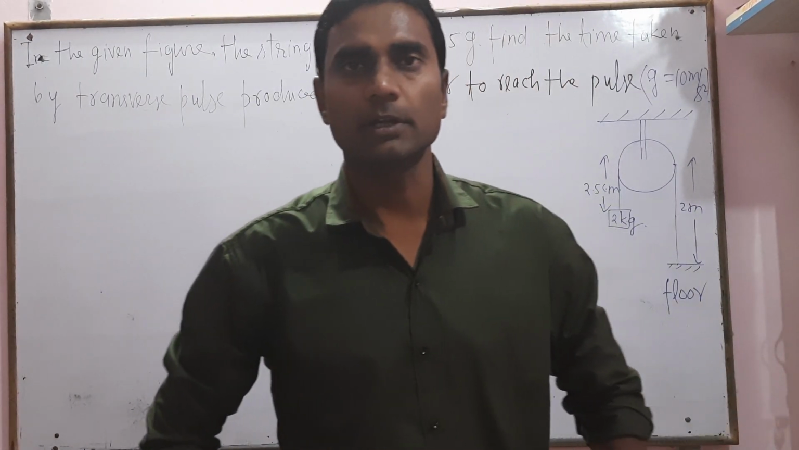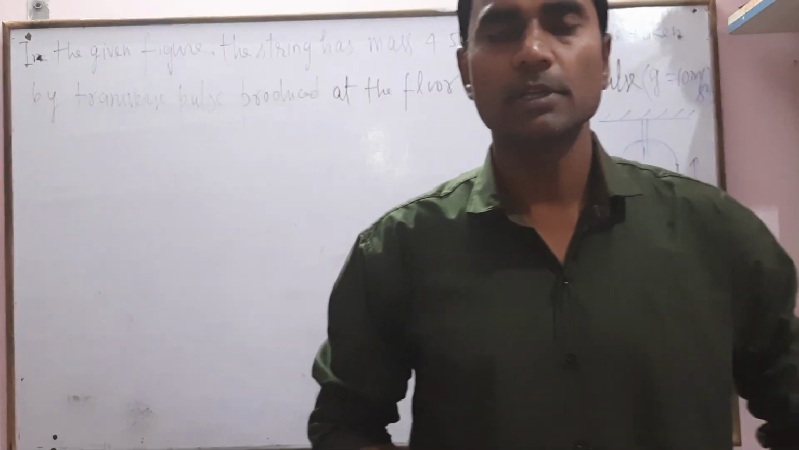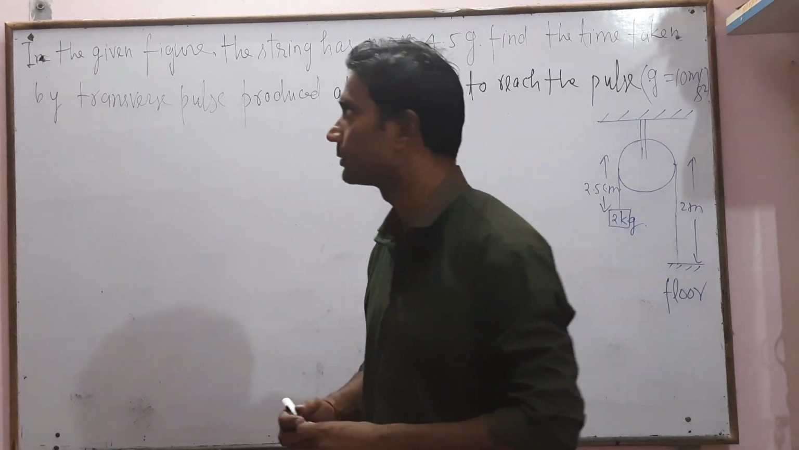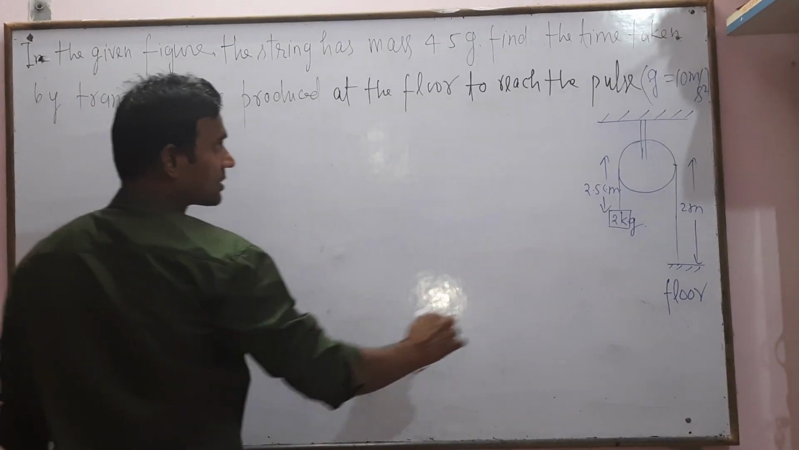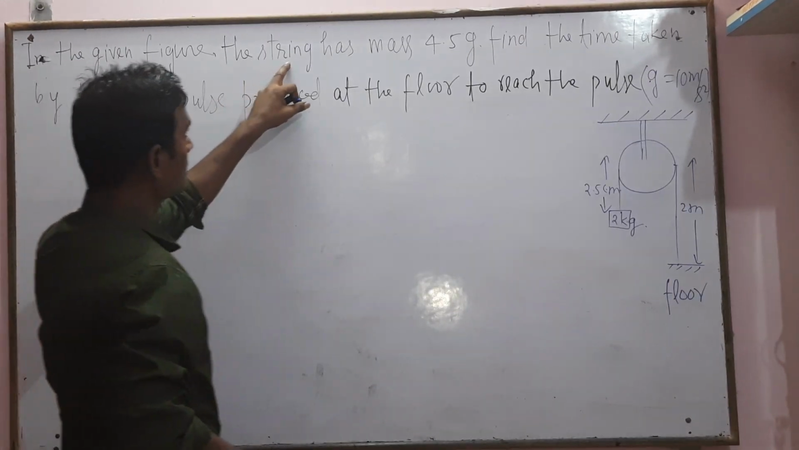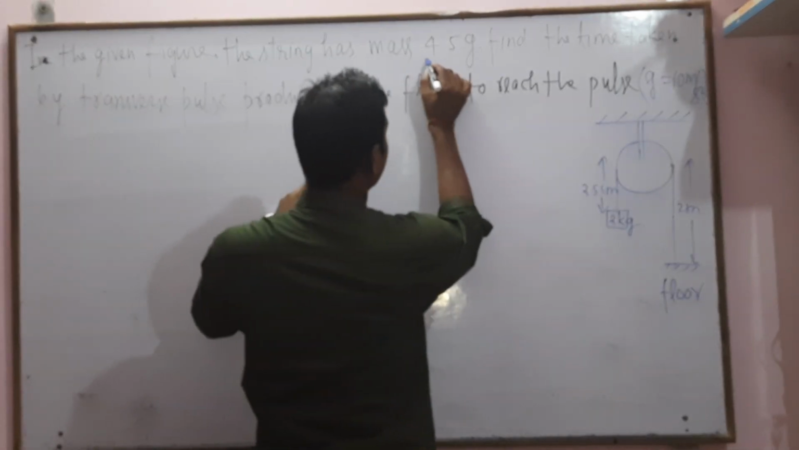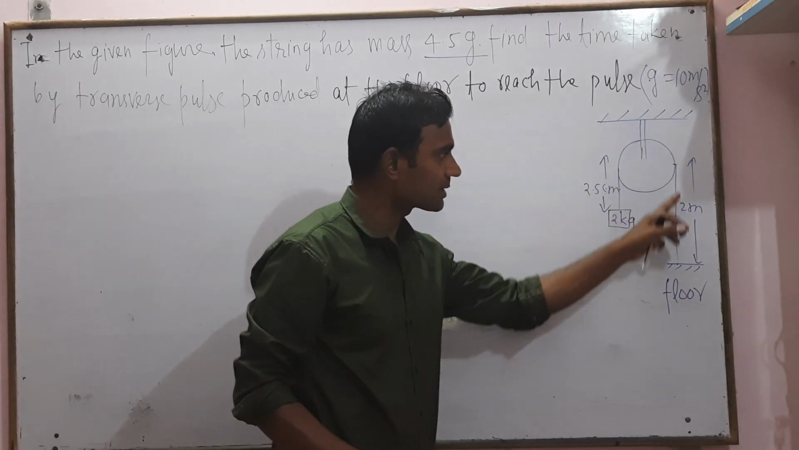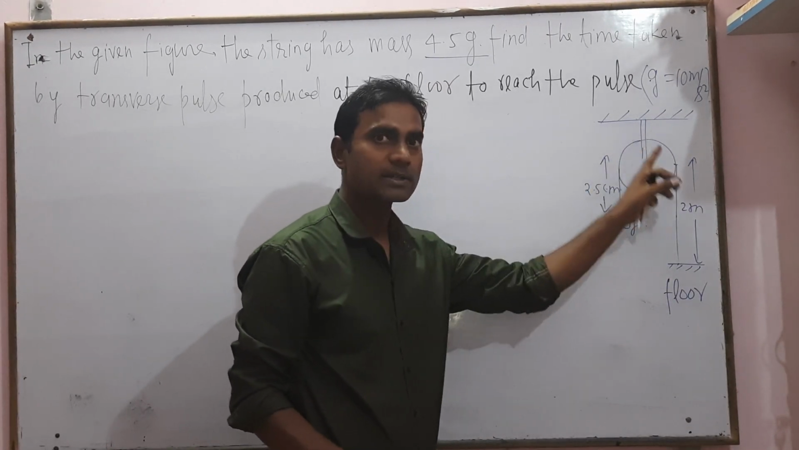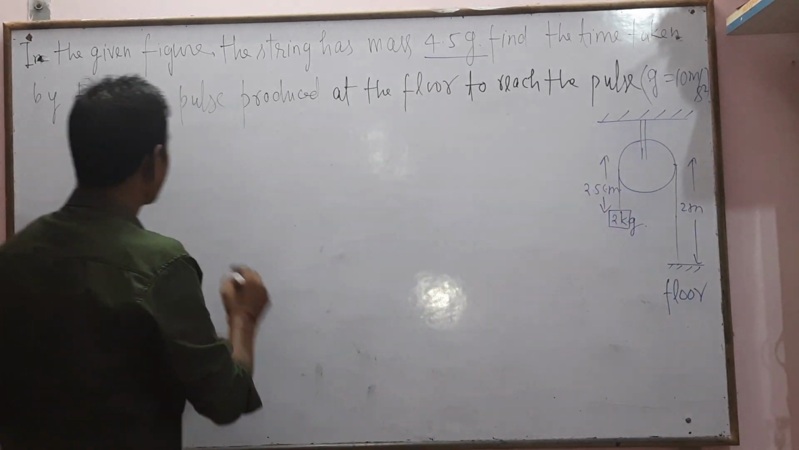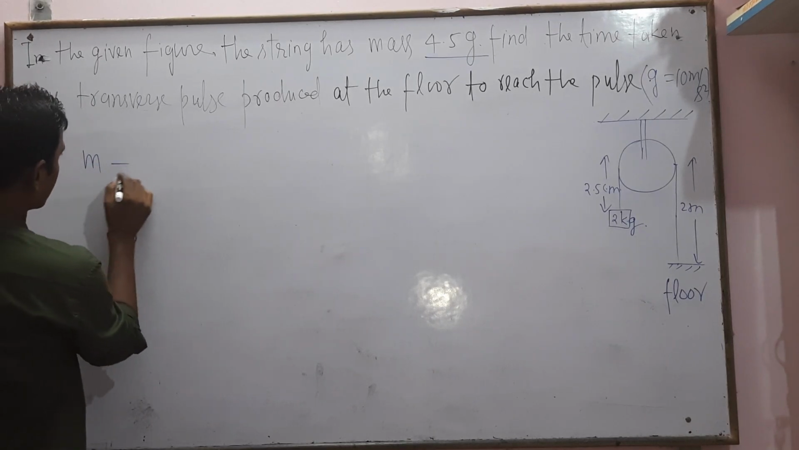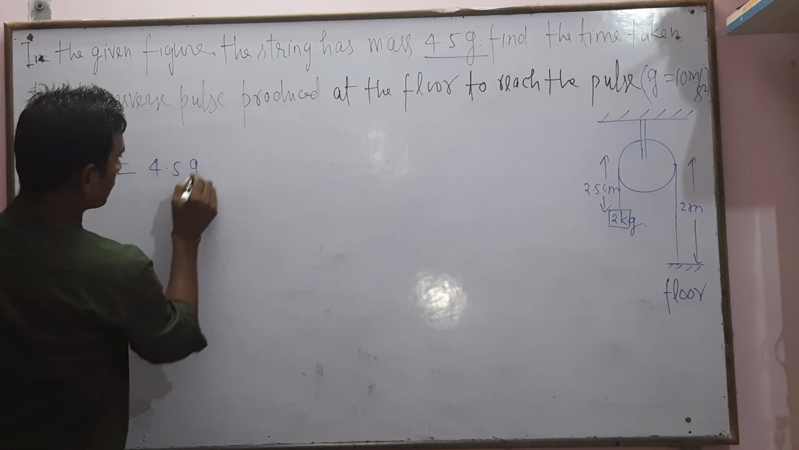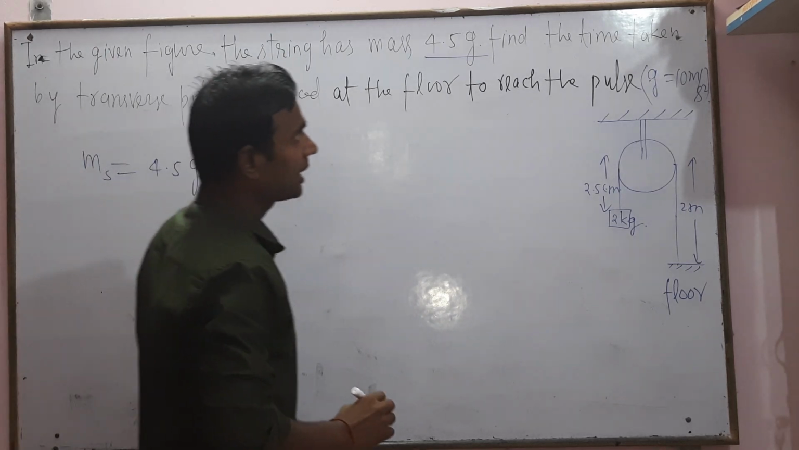So we will start the solution of a question. This question belongs to wave motion. The question says that in the given figure, the string has a mass of 4.5 gram. This is a massful string, not a massless string. So the mass of the string is equal to 4.5 gram.